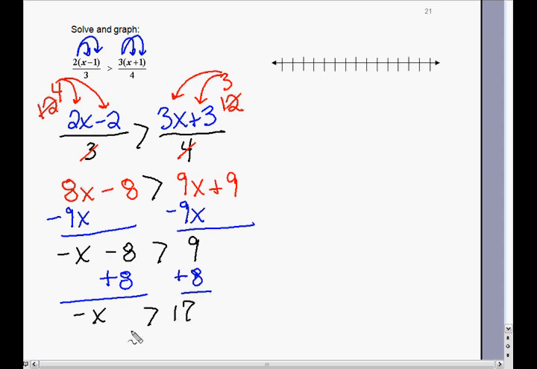X is not alone. We need to get rid of that negative sign. We can multiply both sides of the equation by negative 1. But since we are multiplying by a negative, that's going to make the inequality point in the other direction. Giving us positive x is now less than negative 17.